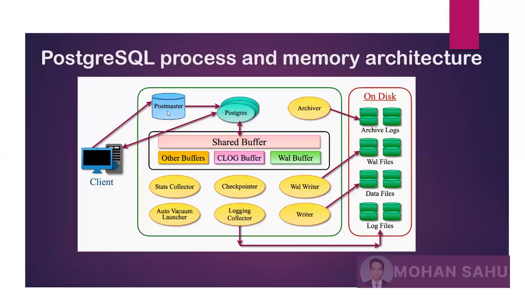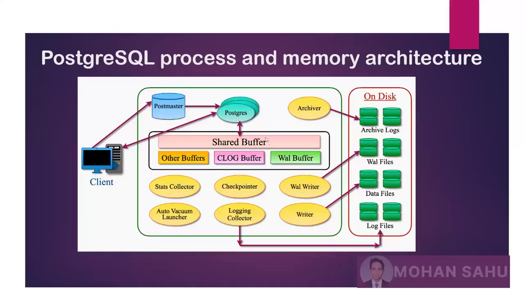What happens? It will first go to the Postmaster, and as I said, this Postmaster will check its IP, its user name, and the password. Once it is validated, this Postgres process will be created and connected with a shared buffer. In case of read operations, it will check whether the requested data is present in the shared buffer or not. If that particular data block is not present in the shared buffer, it will be fetched from the data files to the shared buffer, and then the information is sent back to the client. So this completes the whole read operation.